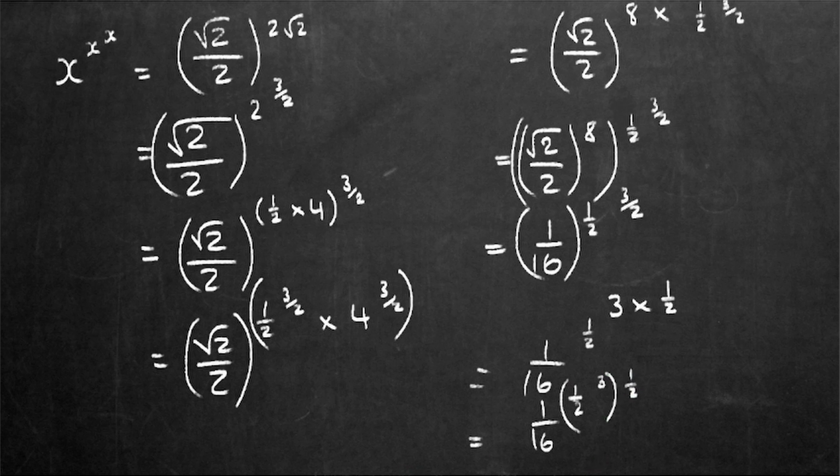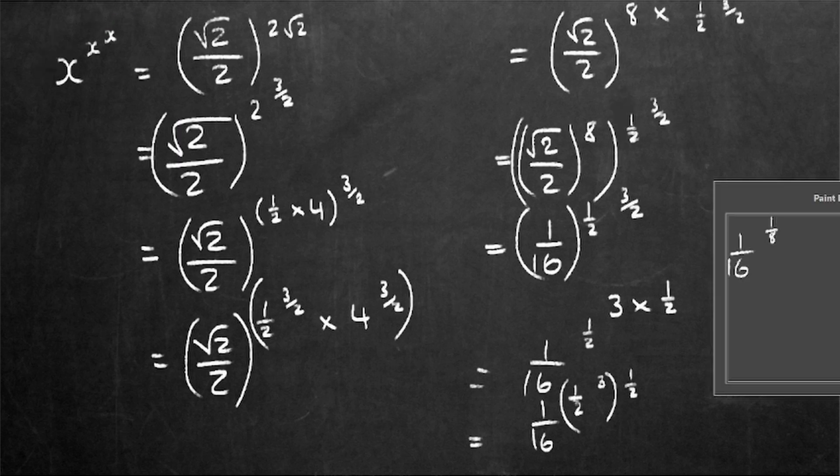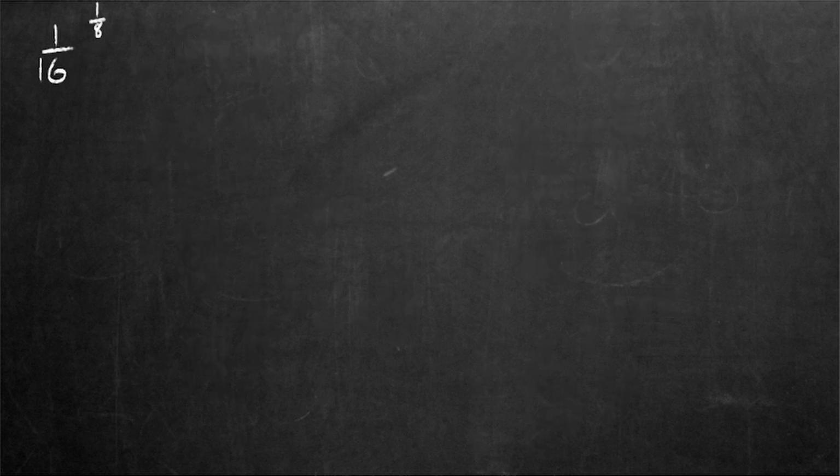And then what's 1/2 to the power of 3? I'm going to have to clear the board here. 1/2 to the power of 3 becomes 1/8, and then if I just have a look at what we've got here, 1/8, and then raise that to the power of a half. So 1/8 to the power of a half. Okay, so now we've got another power tower. This is still equal to x to the x to the x, by the way. We're still just working our way through trying to fiddle with the powers.